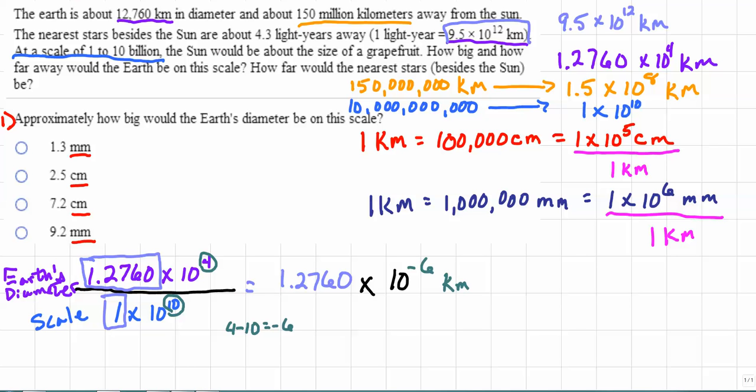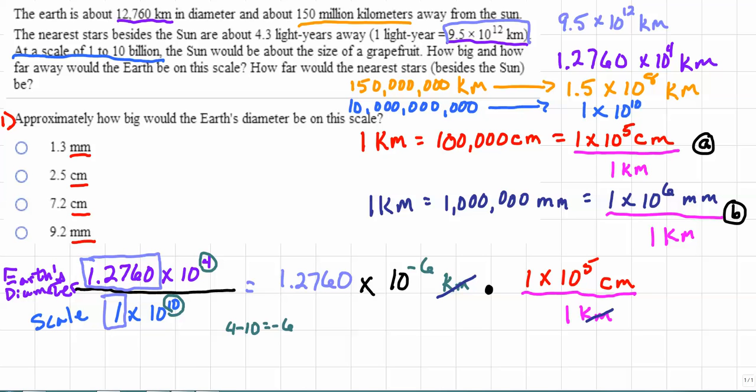We want to multiply that by one of our two conversion factors, either this one or this one. We'll start with conversion factor A, which converts it to centimeters. I will have 1 times 10 to the 5th centimeters divided by 1 kilometer. Notice that the units will cancel out, this kilometer and this kilometer, which means that my answer is going to be in terms of centimeters.